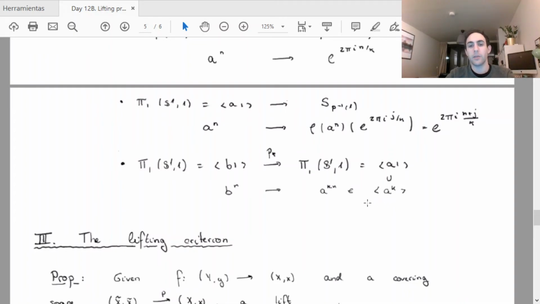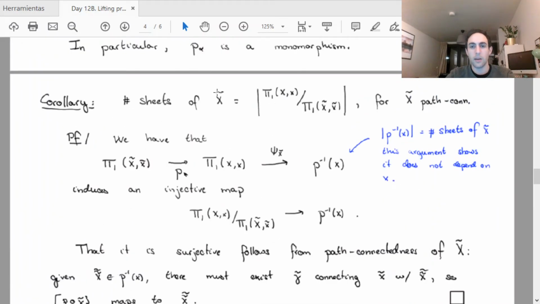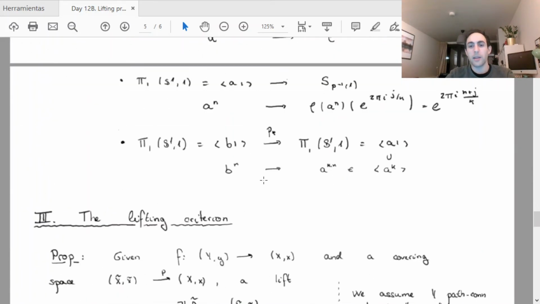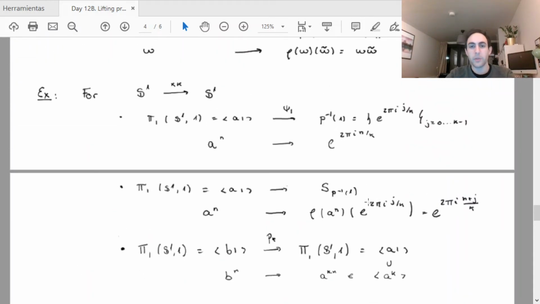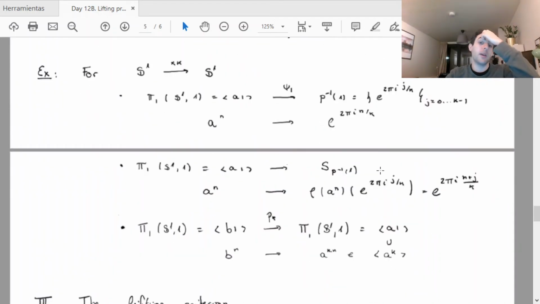And here we see already an instance of what we said here. So what is the index of the subgroup generated by A to the K inside of Z? Well, the index is exactly K, right? And how many preimages does the element 1 have? Well, it has K preimages, the kth roots of unity. So it works. All right, so these are all the examples.